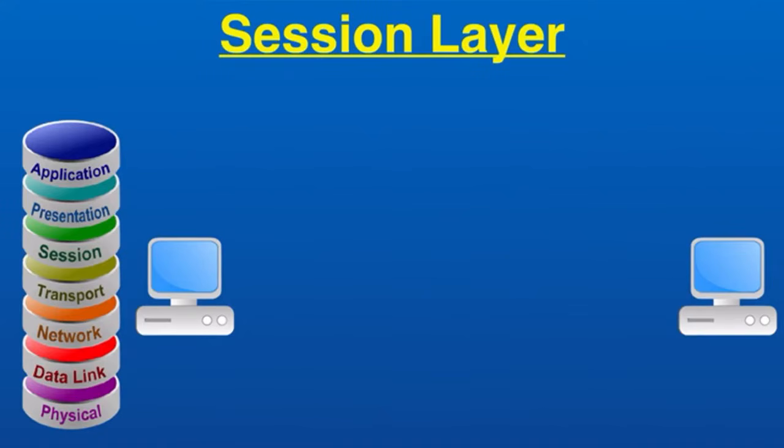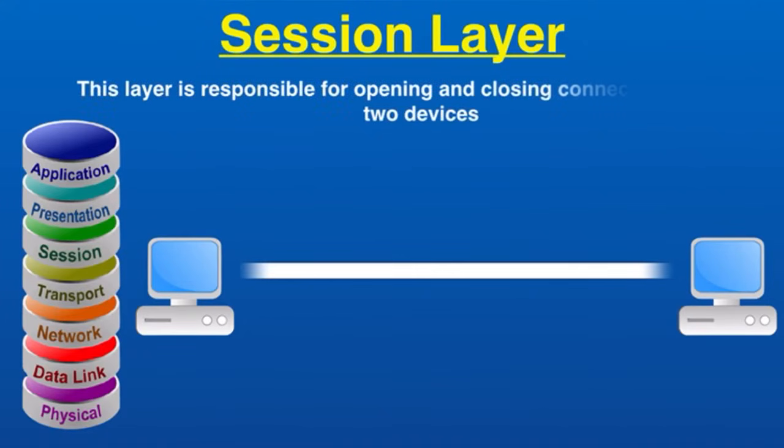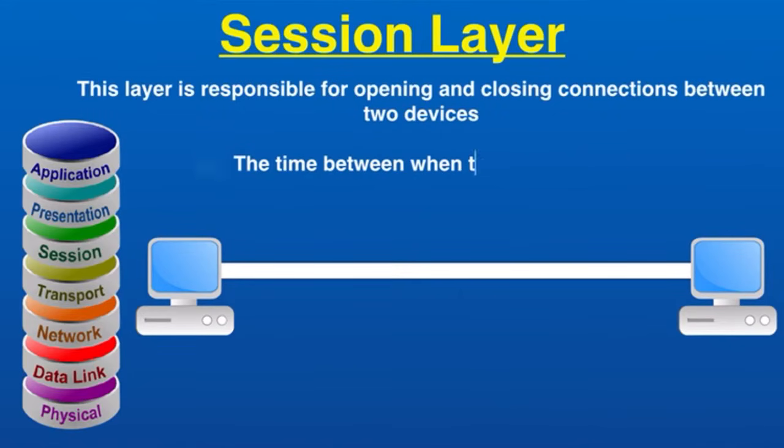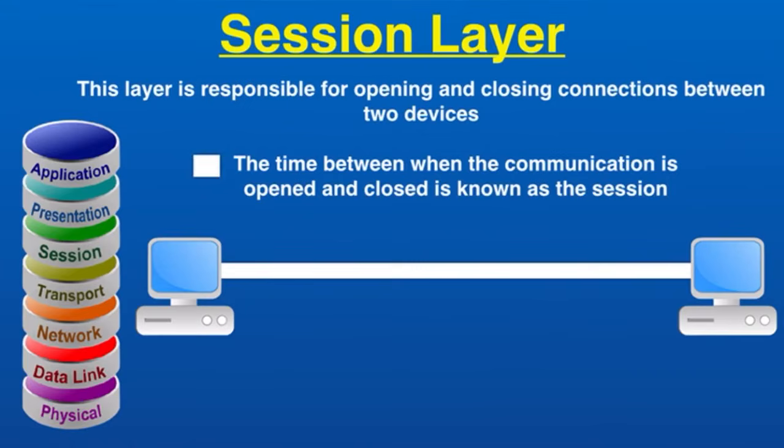Session layer, the 5th layer of the OSI model, is responsible for opening and closing connections between two devices. The time between when the communication is opened and closed is known as a session. The session layer ensures that the session stays open long enough to transfer all the data being exchanged and then quickly closes the session to avoid wasting resources. The session layer also synchronizes data transfer with checkpoints.